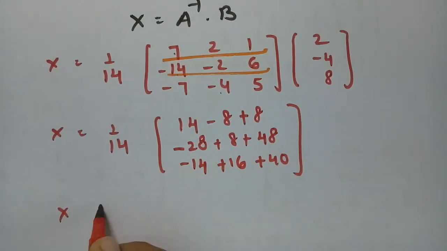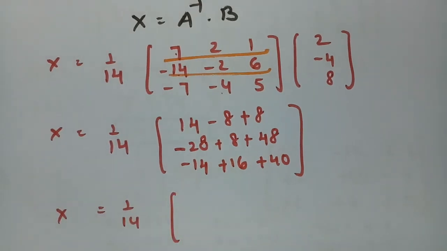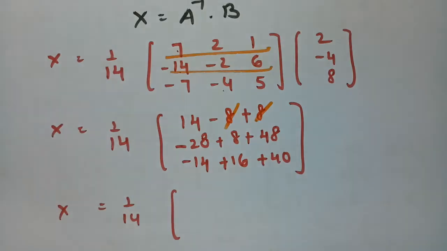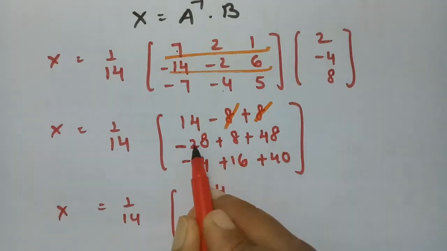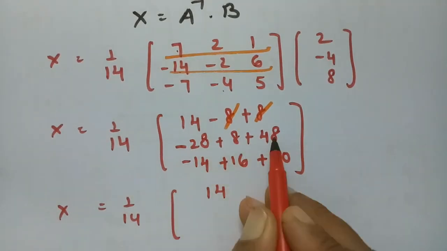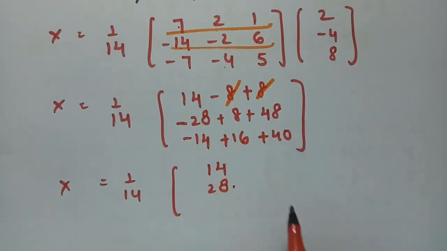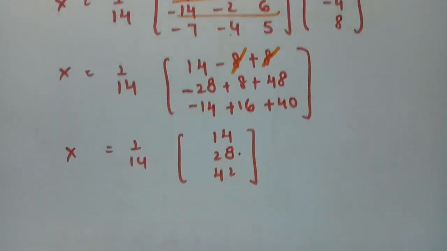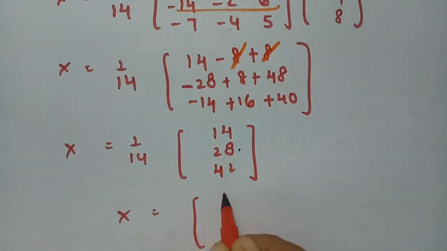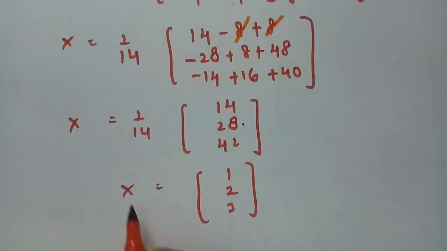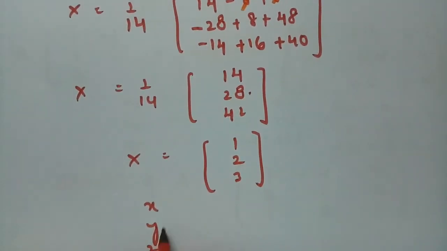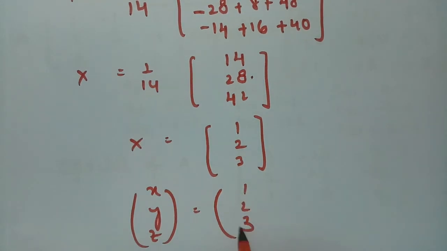So if you observe, X is equal to 1 by 14 times of, this is plus 8 and minus 8. So this value will be 14. So this is minus 20 and this is minus 28 plus 16. So this value is 28. So this value is 28 and if you observe, this value is 42. If I divide, if I cancel, this is 1, 2 and 3. So X is nothing but small x, small y and small z is equal to 1, 2, 3.